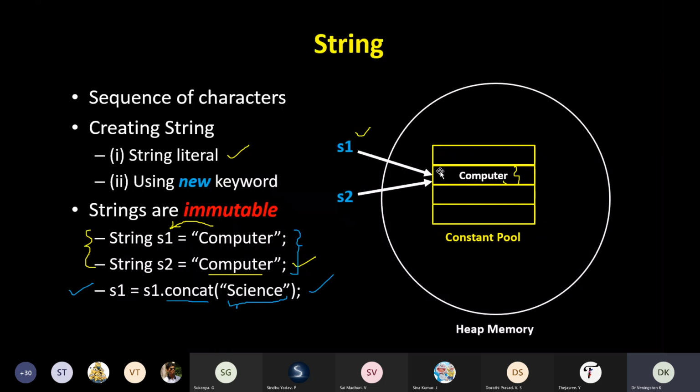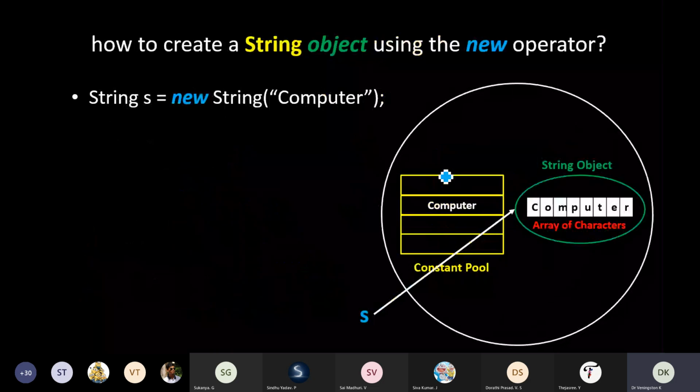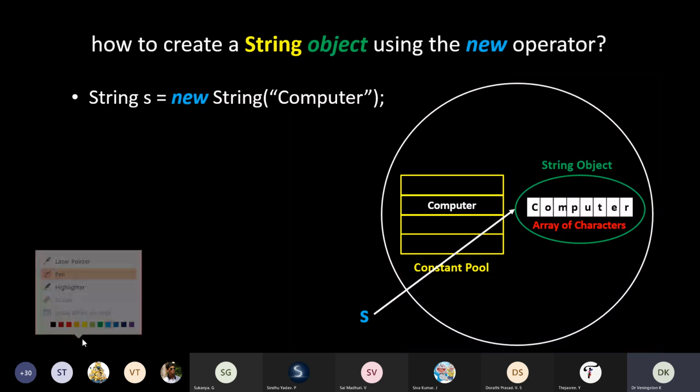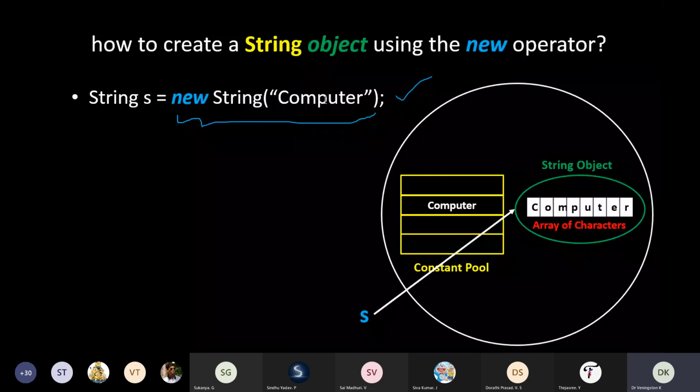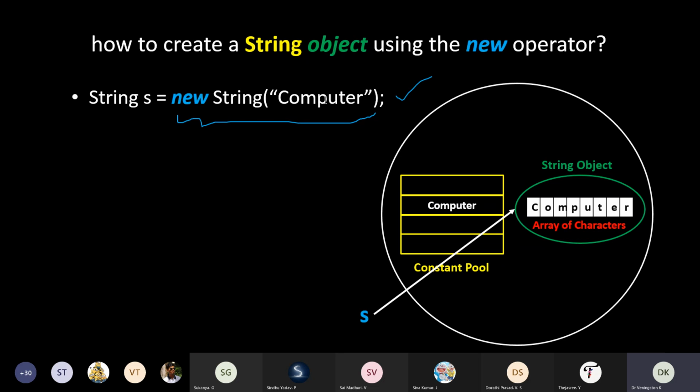Now let's see how to create a string object using the new keyword or new operator. This is the syntax to create a string using the new keyword. If you use new String and pass a string as an argument to this constructor, say the string literal computer, then what happens? Let's see what is going to happen in this case.